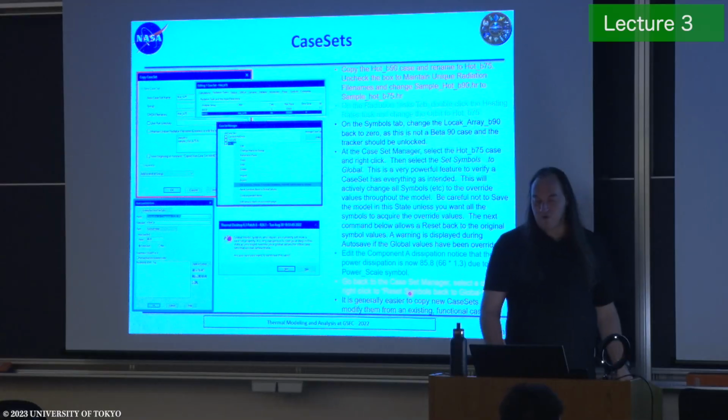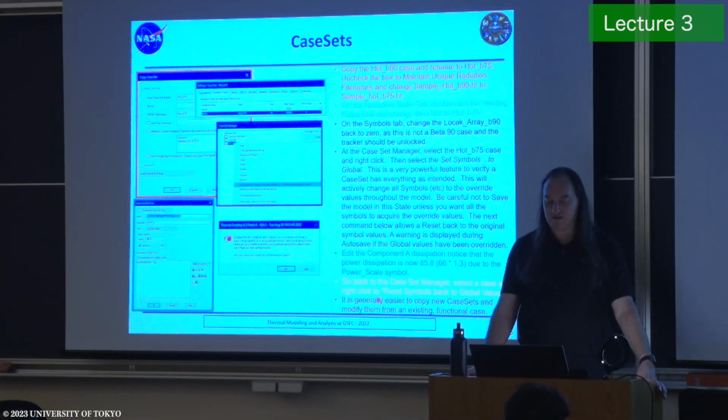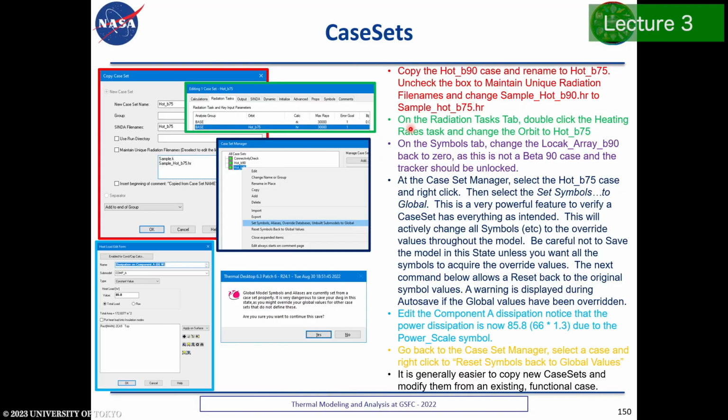All right, a little bit more about the case sets. So here, we've made one of them, and now we're going to copy that one, and then we're going to change the things that need to be changed. So the hot beta 90 case, we renamed it to hot beta 75. We do want unique radiation file names in this case. So we're going to change the hot beta 90 to hot beta 75. We're going to get rid of the locking. We're going to go on the symbols tab and do that. That should be local array. Select symbols, global. Edit the dissipations now.